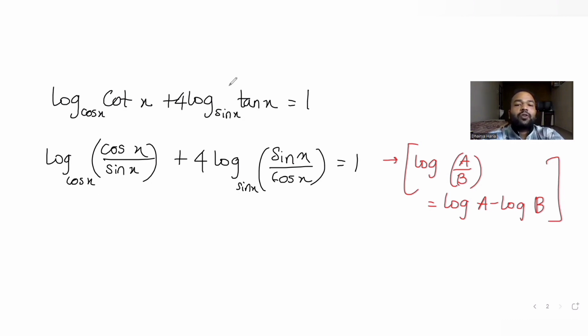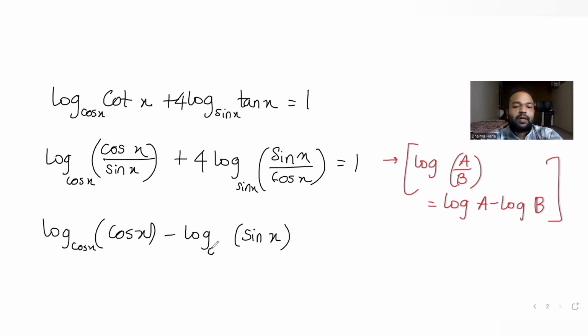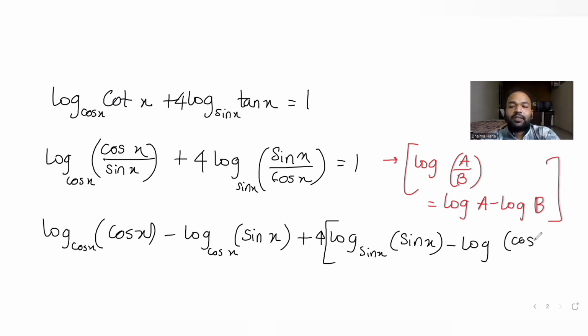So I get log of cos x minus log of sin x, both to the base cos x, plus 4 times log of sin x to the base sin x, minus log of cos x to the base sin x. Again, I'm using the same idea, log of a by b written as log a minus log b. That whole thing is equal to 1.